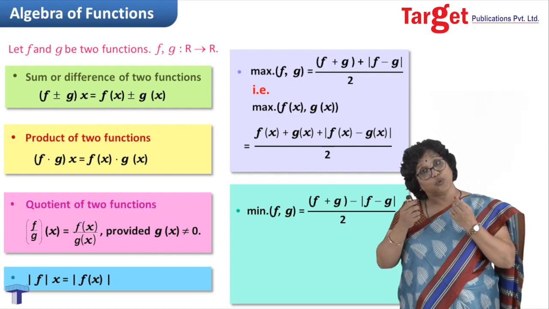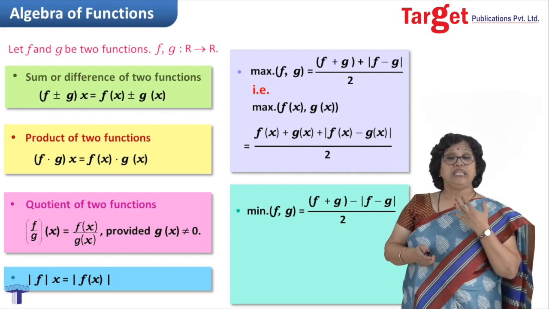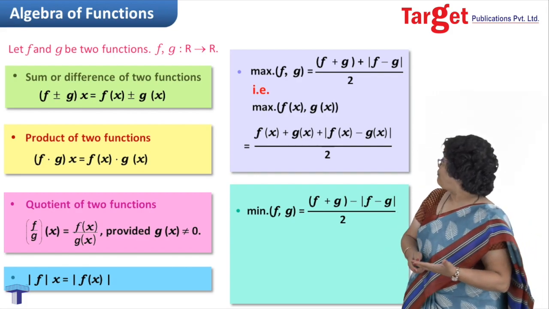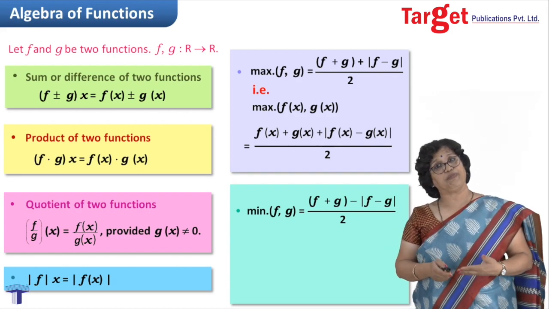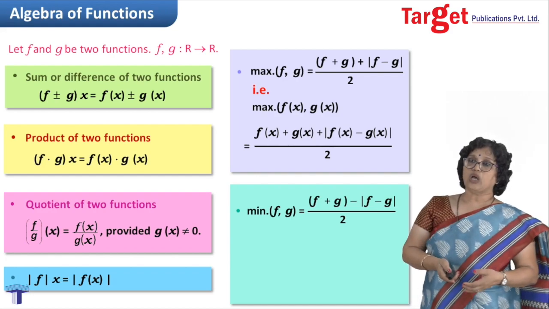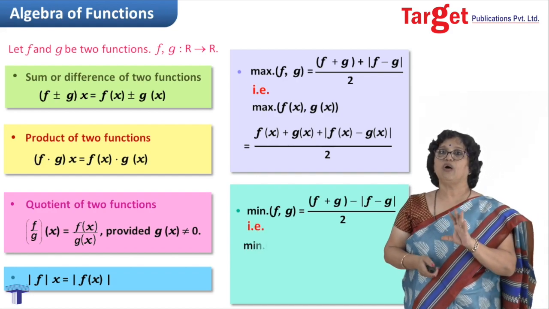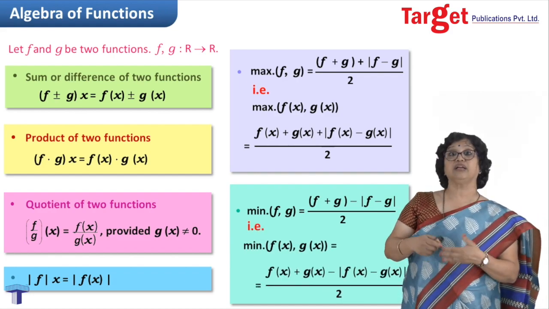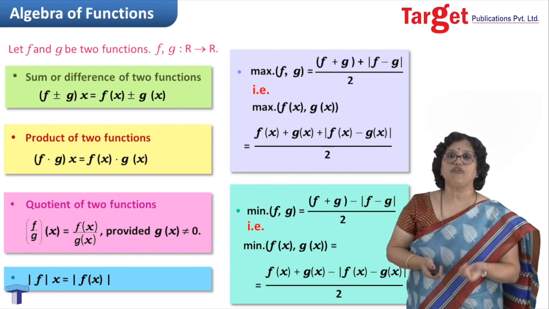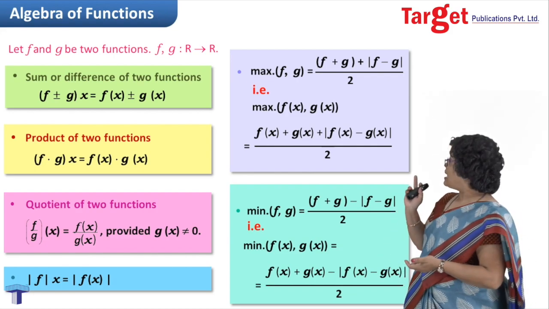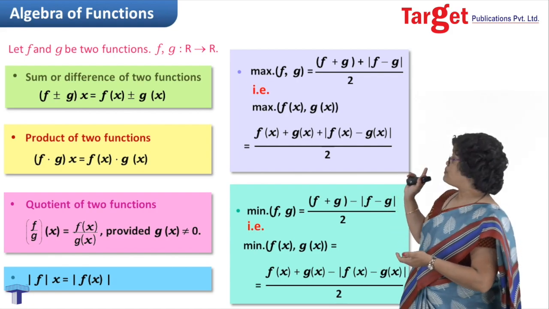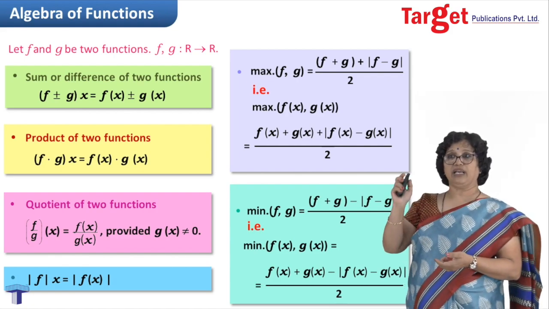So it's better that you remember the formula. Minimum of f and g is f plus g minus absolute value of f minus g, whole divided by 2. Now again, we are more comfortable if I write in terms of x. So I write minimum of f(x) and g(x), and that is f(x) plus g(x) minus absolute value of f(x) minus g(x), whole divided by 2.